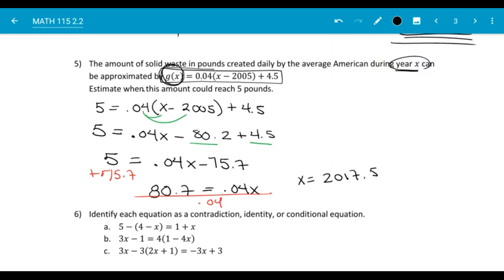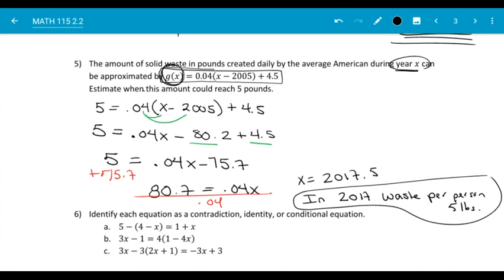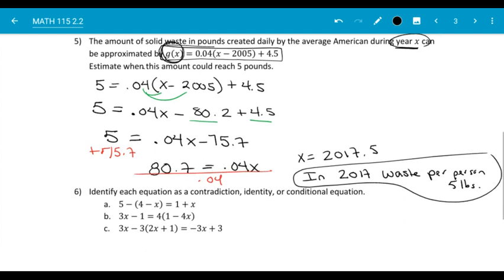Now be careful on this. 2017.5 would be June, the 6th month of 2017. Don't round that to 2018. Think about the context of the question. What that means is we're halfway through the year 2017. So our year would be 2017. The waste per person would hit 5 pounds. Okay, so in the year 2017, the waste per person would be hitting that 5 pound mark that they were asking about.